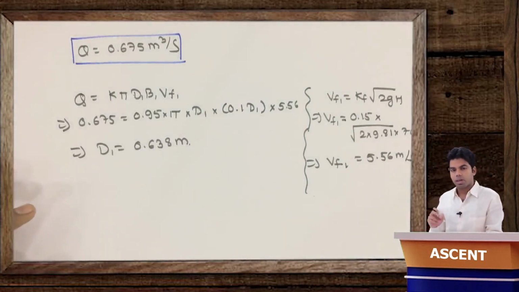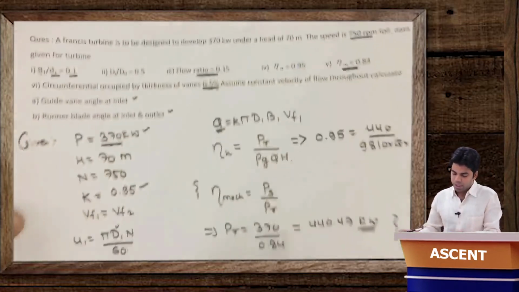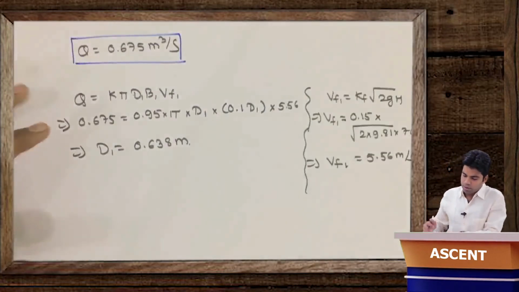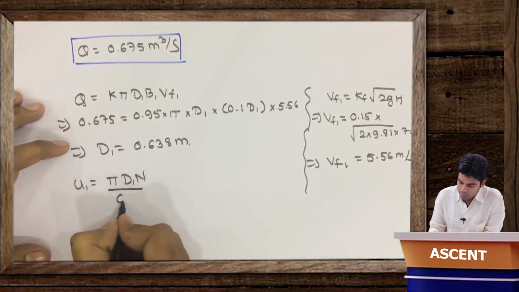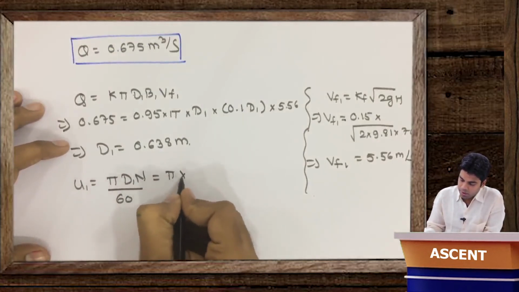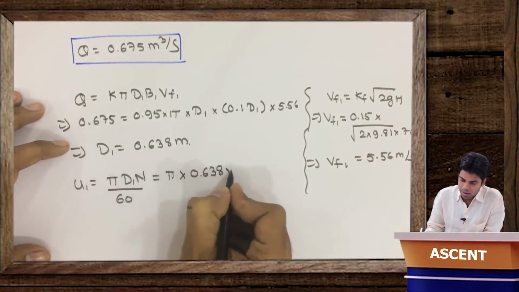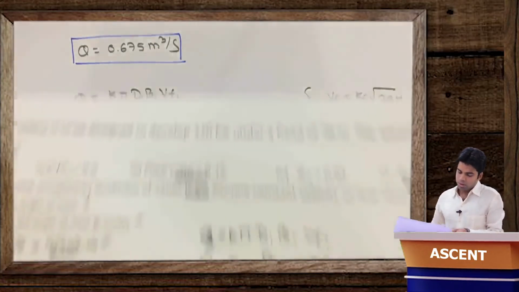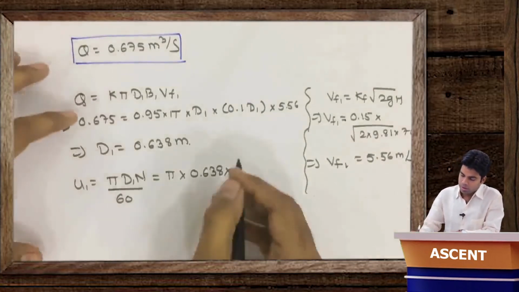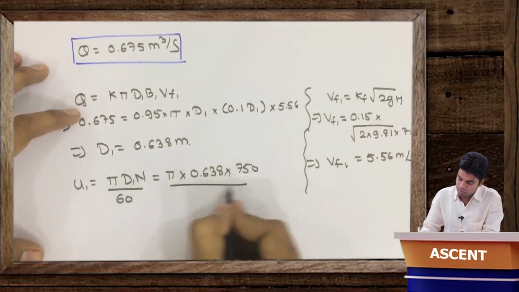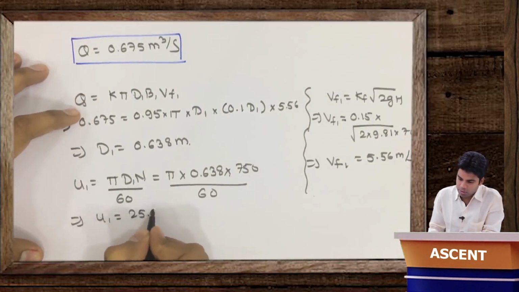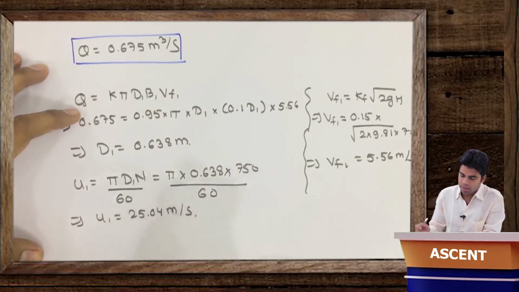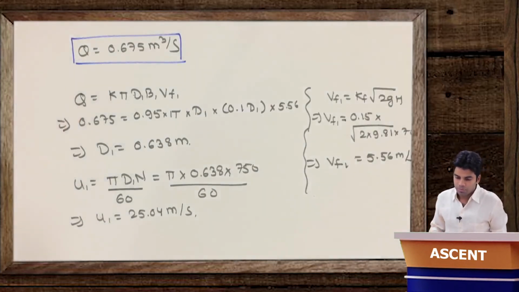Once we have the value of this d1, obviously we can determine the value of this u1, which is pi d1 n by 60. So this will be pi into 0.638 into n. N is 750 rpm, so into 750 divided by 60. From here this u1 will be equal to 25.04 meter per second. Getting this? Now we have the value of this u1.